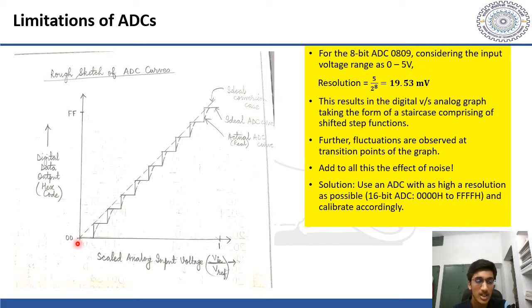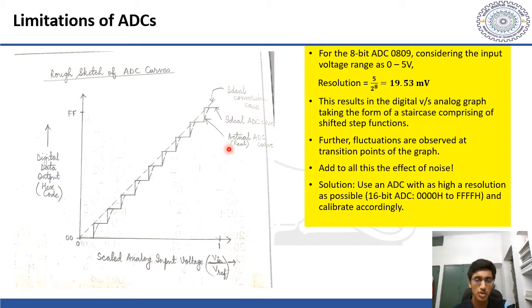Consequently, we note that we would essentially be obtaining the same digital data output for every interval of width 19.53 millivolts. This results in the digital versus analog graph taking the form of a staircase comprising shifted step functions. Furthermore, fluctuations would be observed at the transition points of the graph, because the ADC can only output a number that is either n or n plus 1. However, it cannot output a number which is in between. And we can add to all of this the effects of noise, and therefore the graph that we actually obtain in reality is somewhat like this.